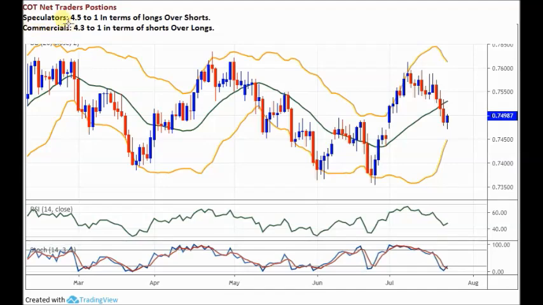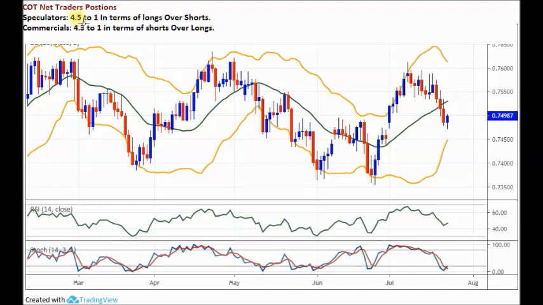Commercials are the smart money. We like to see what the divergence between the two groups is into a big level. That will give us a bias of where we could go. And we can see here, speculators 4.5 to 1 in terms of longs over shorts. So pretty bullish. Commercials 4.3 to 1 in terms of shorts over longs. Smart money short, pretty bearish.